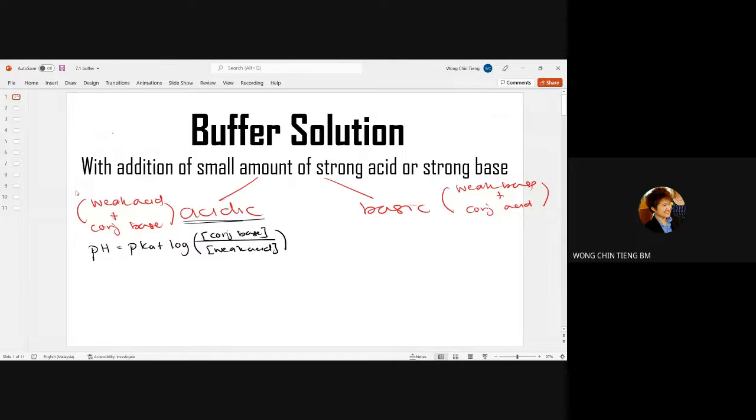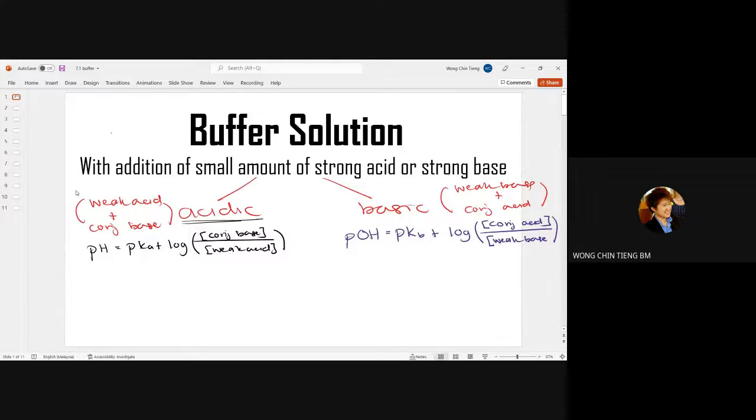Basic buffer. So, the formula for basic buffer, for those who joined late. Who joined late just now? Anas? pOH. Anas? Hello. pOH equals pKb plus log, in bracket, concentration of conjugate acid over concentration of weak base. Thank you. Alright. So that is the formula.